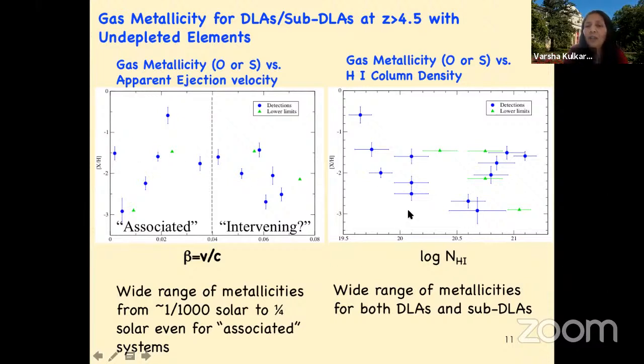The other plot here is a plot of metallicity versus HI column density. And so 20.3 would be the quote-unquote boundary between sub-DLAs and DLAs. But overall, there seem to be comparable metallicities for these different HI ranges. And again, there is a fairly wide range in metallicity.